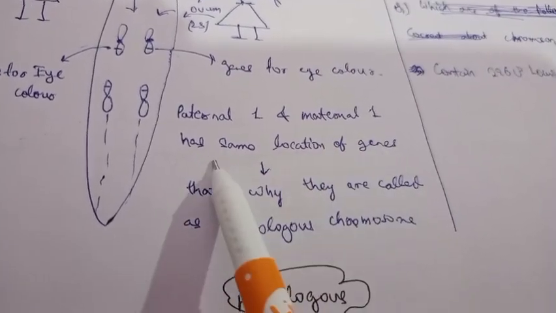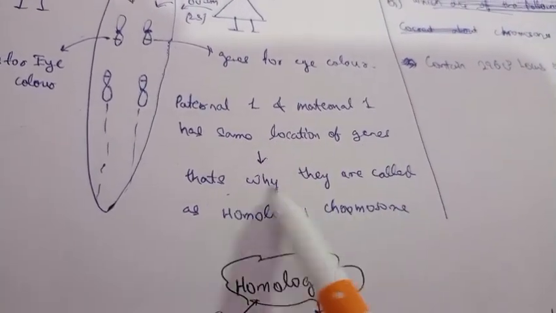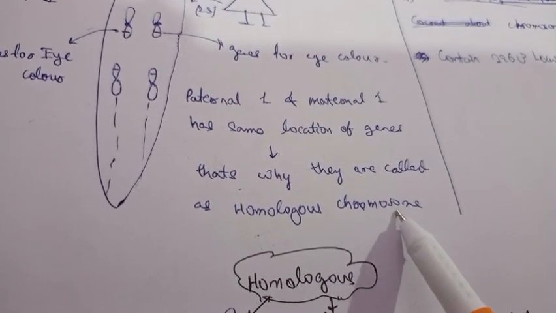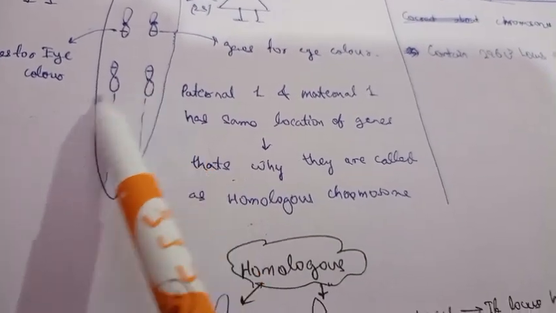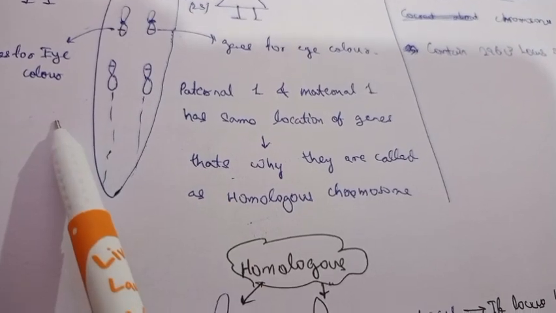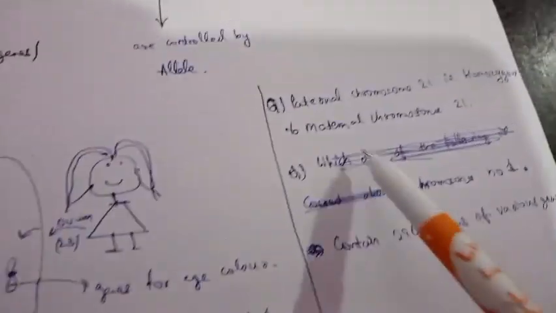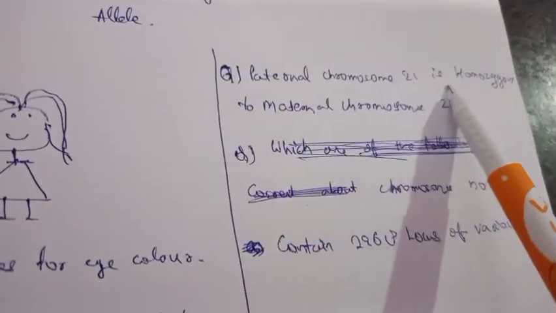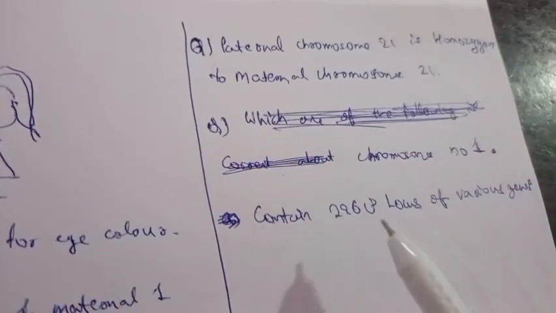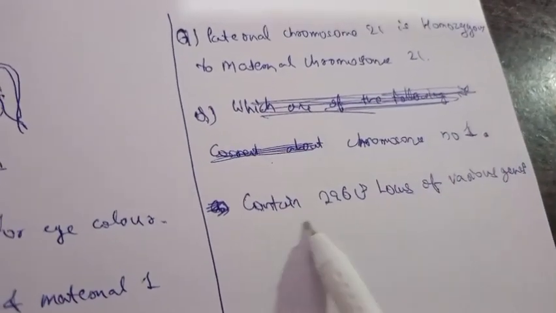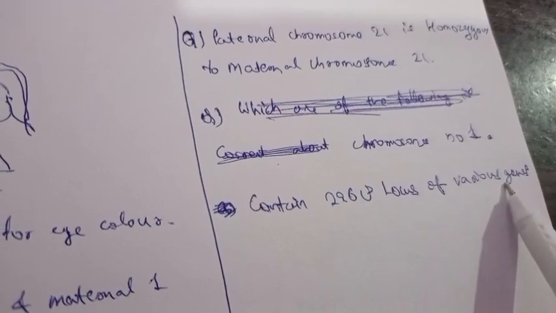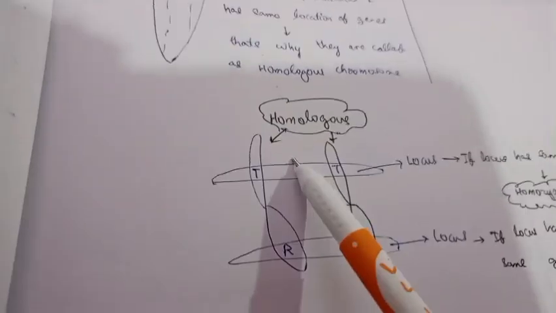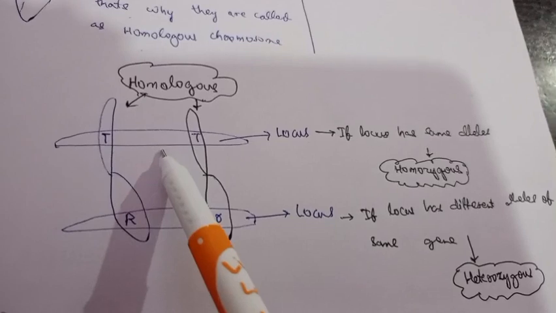The paternal one and the maternal one have the same location of genes. That's why they are called homologous chromosomes. Since they have the same location, they are called homologous chromosomes. Paternal chromosome 21 is homologous to maternal chromosome 21. Chromosome number 1 contains 2968 loci of various genes. A locus can be homozygous or heterozygous, both.